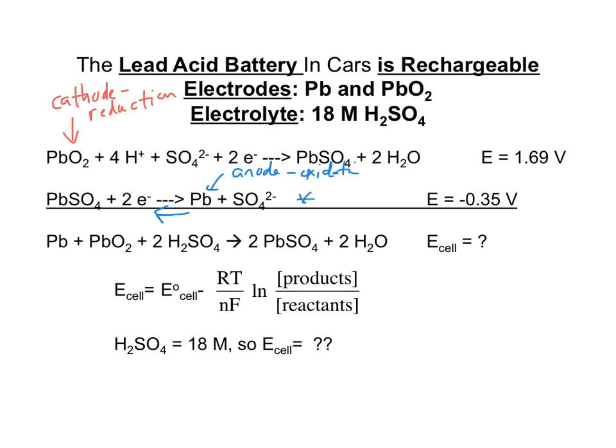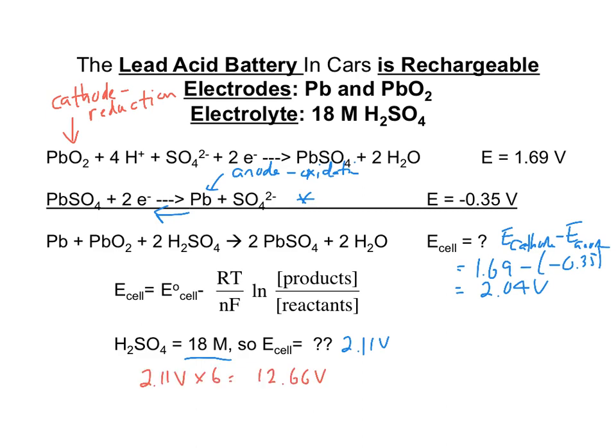The cell voltage is under standard state conditions. A car battery uses 18 molar sulfuric acid, so the cell voltage is 2.11 volts using the Nernst equation. And 6 of these cells connect in series gives a 12-volt car battery.